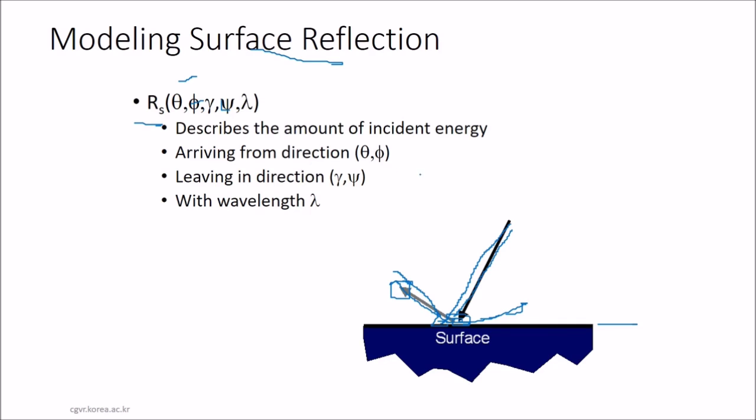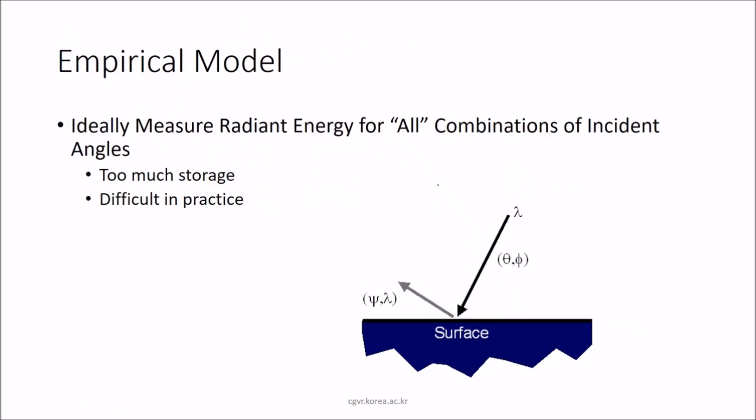So this describes the amount of incident energy arriving from direction theta, phi. Theta and phi together tell you the direction from which it is coming, and leaving in a direction. So once this light is incident on the surface, it is reflected. It arrives at theta, phi, and leaves at certain angles gamma and psi. Lambda is the wavelength.